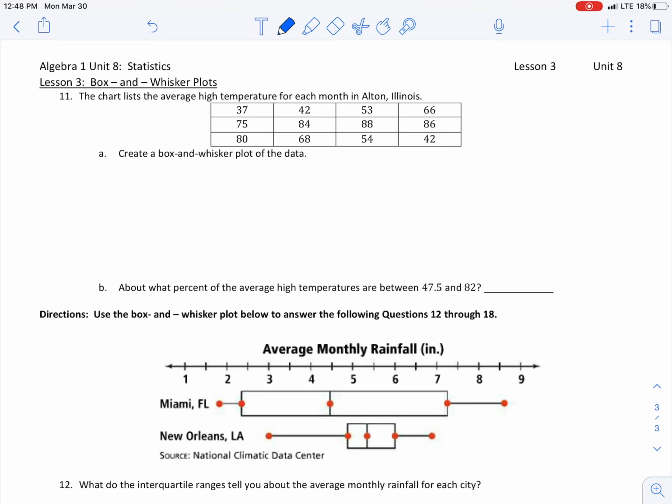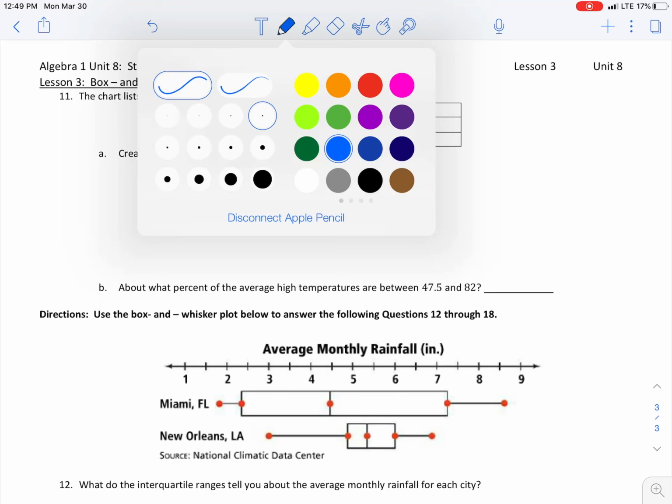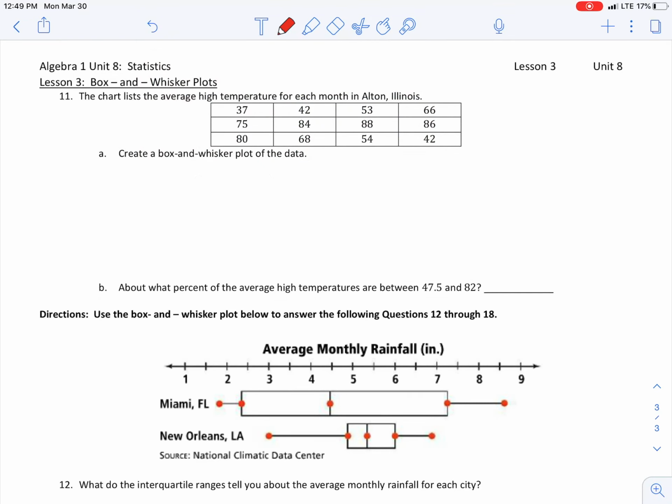It says the charts list the average high temperature for each month in Alton, Illinois. Create a box and whisker plot for the data. Okay, so the first thing I want to do, like I always want to do, is go ahead and put everything in order from smallest to greatest. So my lowest temperature here is 37. Okay, then my next lowest is 42, and I have 2 of those actually.